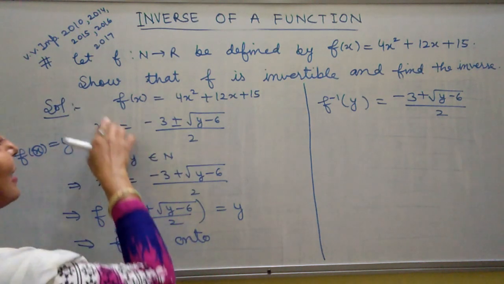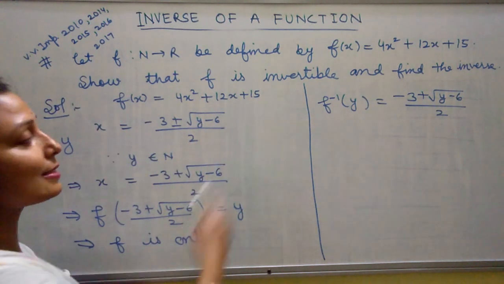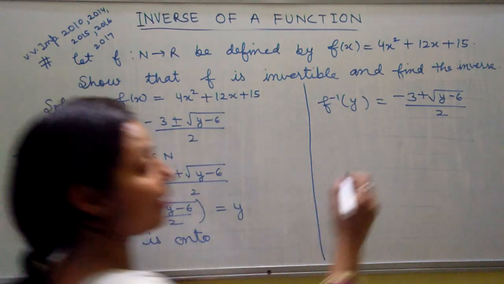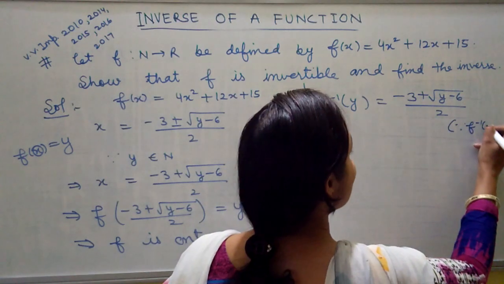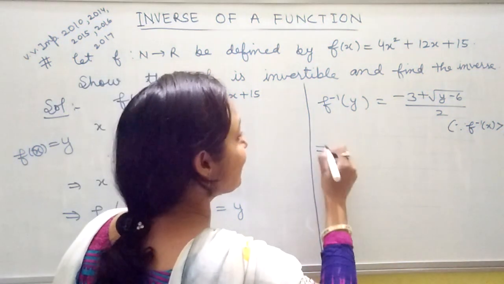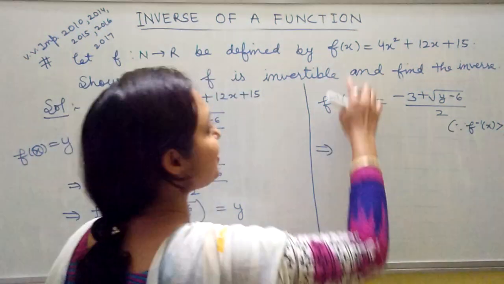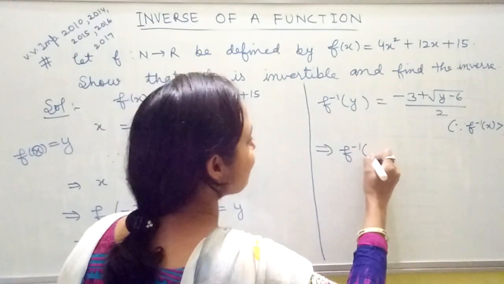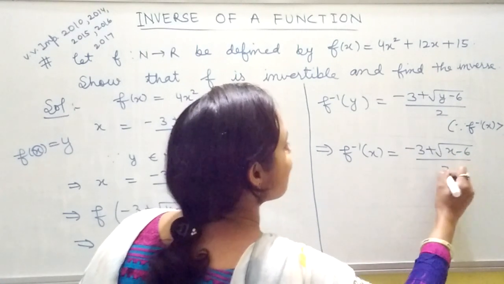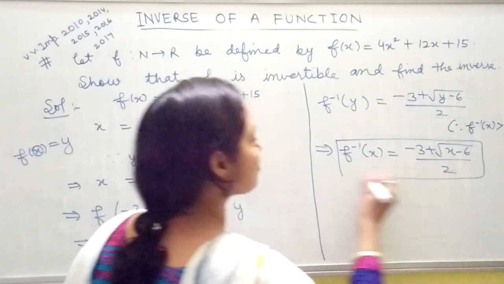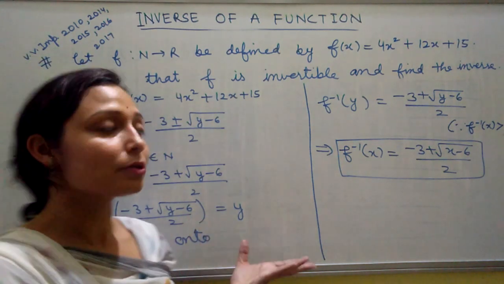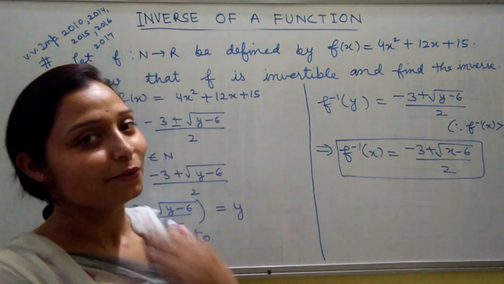You can replace x by f inverse y and easily find it, but there should not be a negative value, because f inverse x is a positive value. If the function is in the form of x, replace it with x like this. So this is the way to solve one-one and onto questions. Do more practice of this type of questions. Okay, thank you.